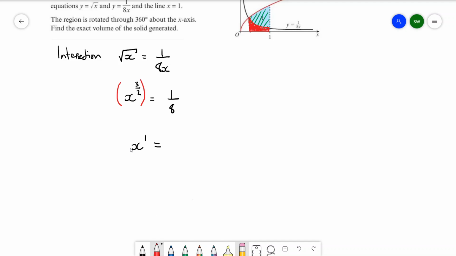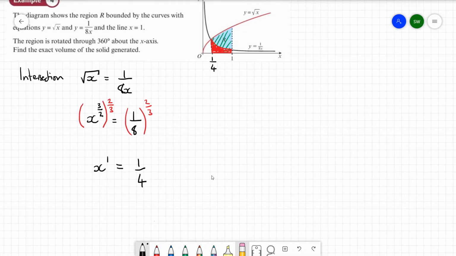Well, whatever power goes here on the outside of this red bracket, we would times it by 3 over 2. So we want to put 2 over 3 on the outside of this bracket because when we times those two together, we get 1. And if I do that on the left hand side, then we'll also have to do the right hand side to the power of 2 over 3. So we're going to get x to the power of 1 on the left hand side, and if you do an eighth to the power of 2 over 3, you do indeed get 1 quarter. So we can label that on our x-axis, that's a quarter.